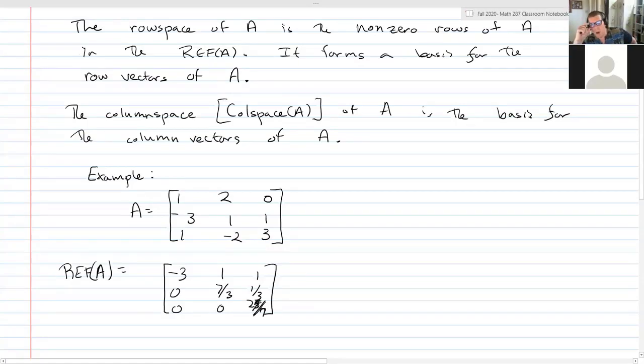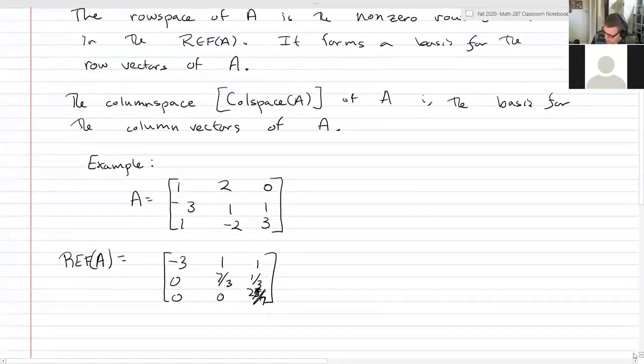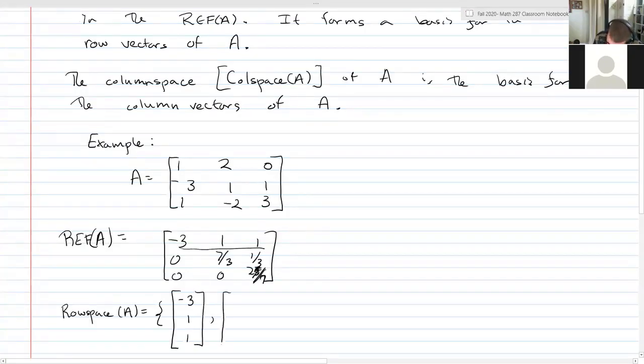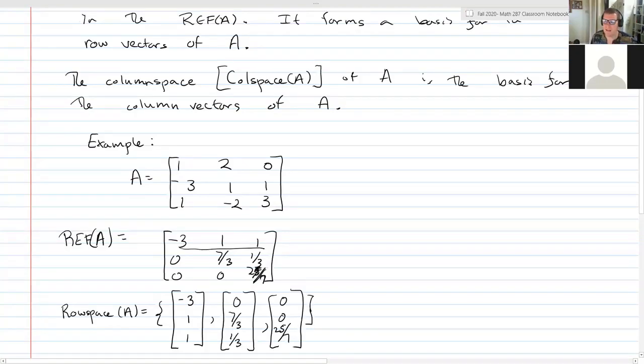All right. So the row space of A is going to be the non-zero rows of A in REF, and it'll form a basis for the row vectors of A. So the row space of A, and I'm going to write them in this case as column vectors, is going to be -3, 1, 1. Notice that they're row vectors. So I'm going to take along the row, comma, 0, 7/3, 1/3, comma, 0, 0, 25/7. And that's in my brackets.